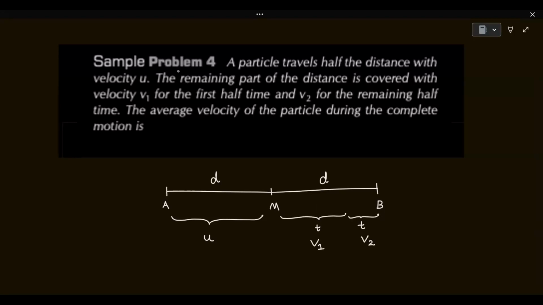This is the diagram. Please understand this point right here, where half the time was spent, may not be exactly in the middle. It could be in the left, it could be in the right. Depends on the velocity. Now do this question.